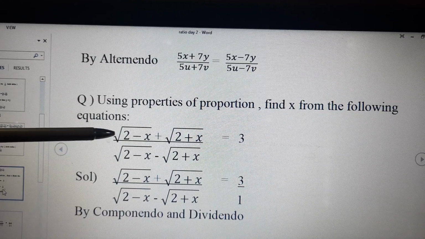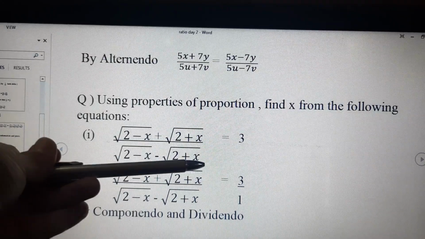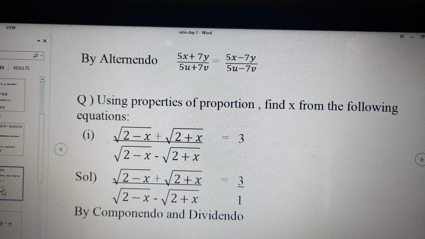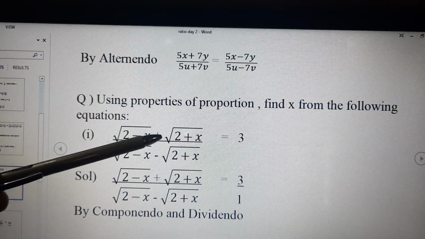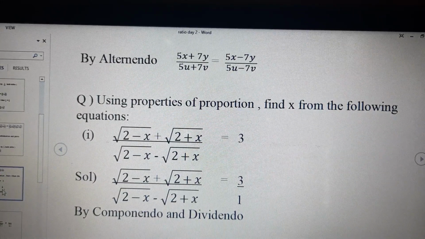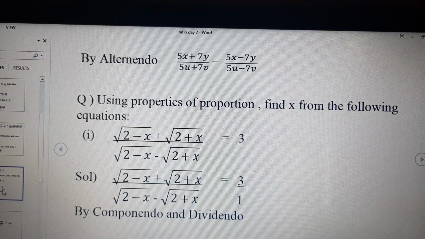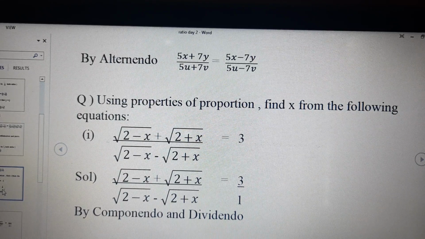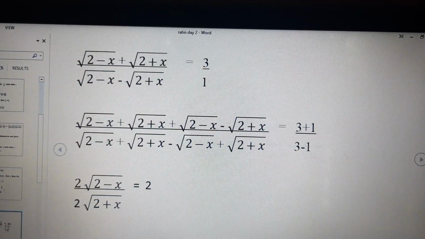As you can see, root of (2 minus x) and root of (2 plus x) appear here, and the same thing is here also. It is only the plus and minus sign in between, not inside the root sign. Between them a plus sign is there, between them a minus sign is there, because of that they are a little different. Otherwise, they are the same. So when we have almost similar things in the numerator and denominator, we apply componendo and dividendo in order to solve. Let us see what happens. You will relate to it more.